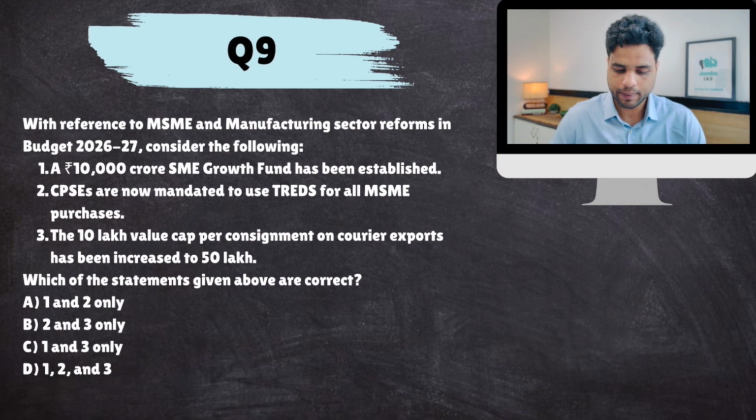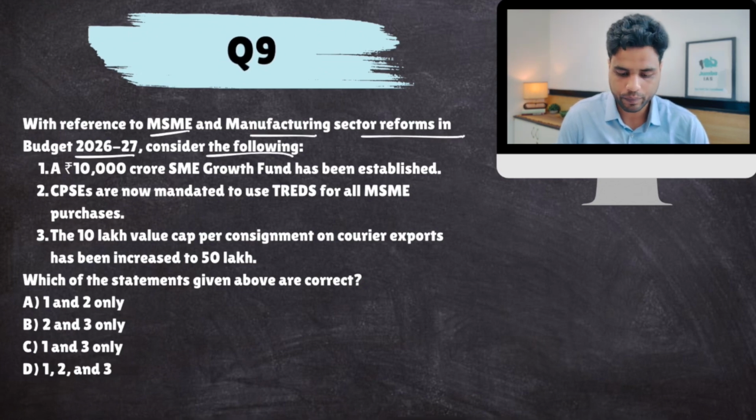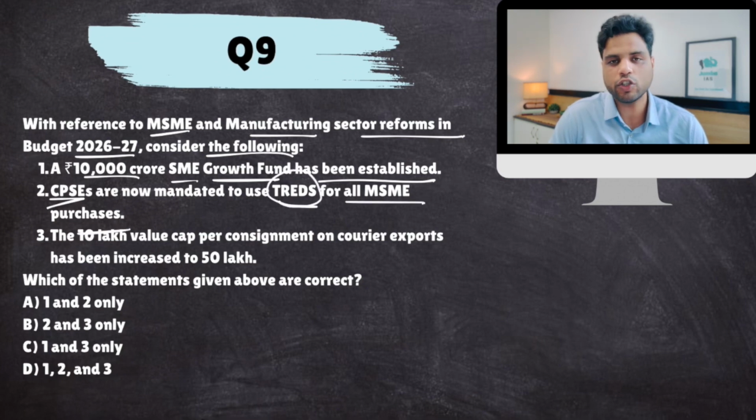All right. Next. Now, these are questions related to various government announcements. Okay, schemes. So with reference to MSME and manufacturing sector reforms in budget, consider the following. A 10,000 crore small and medium enterprises growth fund has been established. CPSEs, Central Public Sector Enterprises, central government PSUs, are now mandated to use TReDS for all MSME purchases. The 10 lakh value cap per consignment on courier exports has been increased to 50 lakh. Now, yes, this fund has been established.